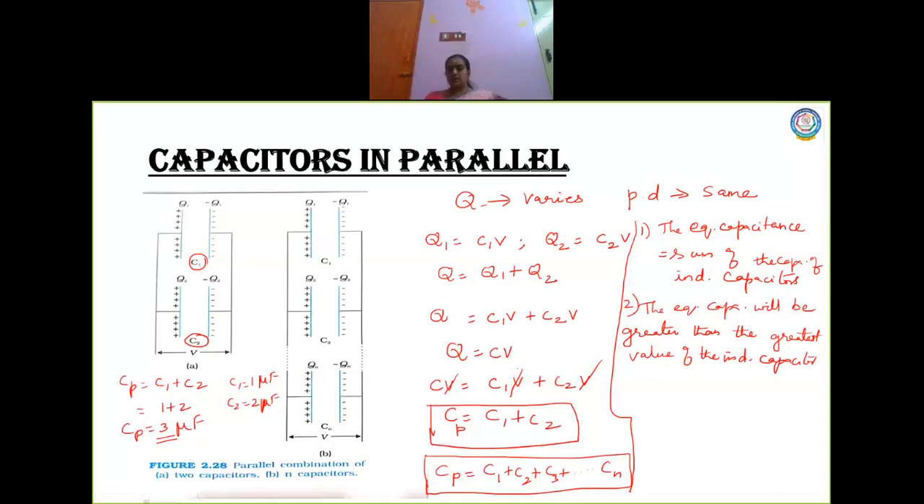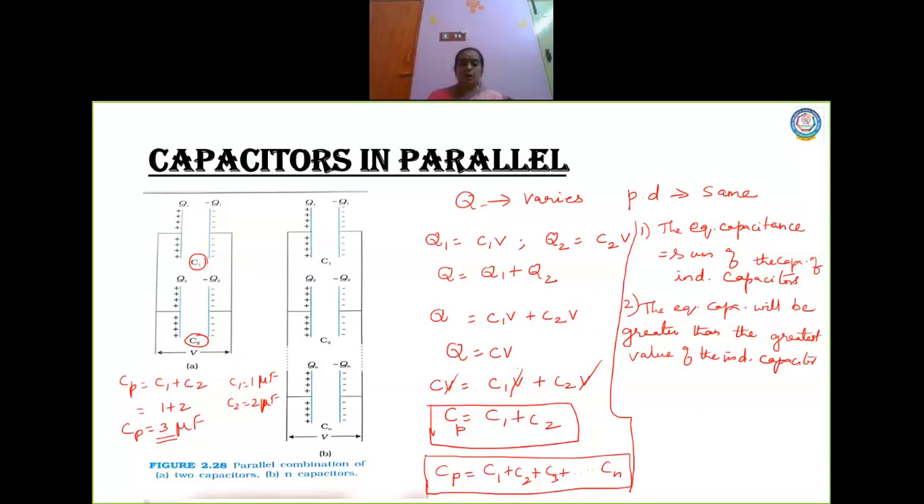And the third point is that the potential difference across these capacitors will remain the same. Which alone will be varying? The charge alone will be varying, and that is directly proportional to the capacitance. So the charge depends on the capacitance, and the potential difference here remains the same. So this is with respect to capacitors connected in parallel. This is a very easy topic.